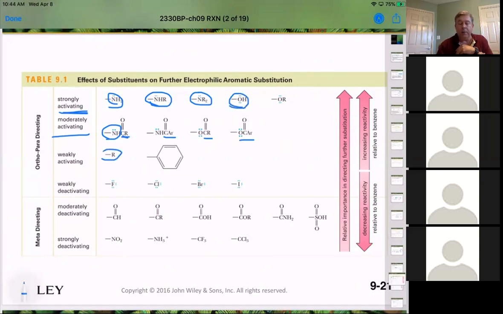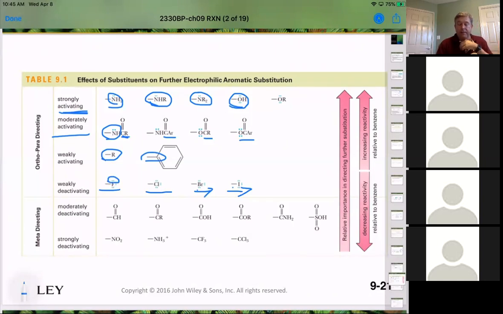Right here, when you have carbon-carbon bonds, they're not really activators because that's a nonpolar bond, but they don't inhibit anything either. So we call those weakly activating, okay? Now, because all of these actually pull electron density away, they slightly deactivate. But because they have lone pairs, they direct ortho-para, okay?